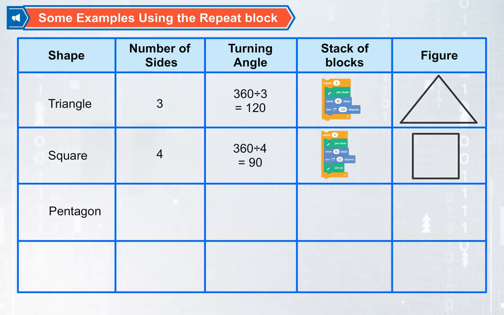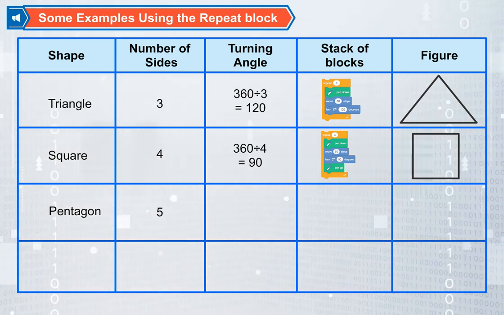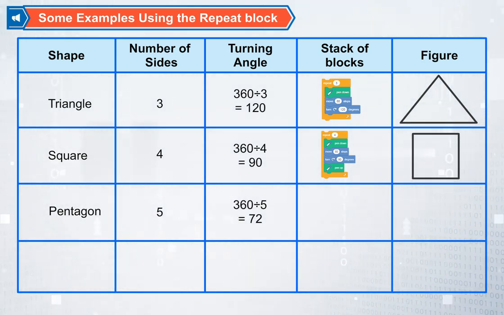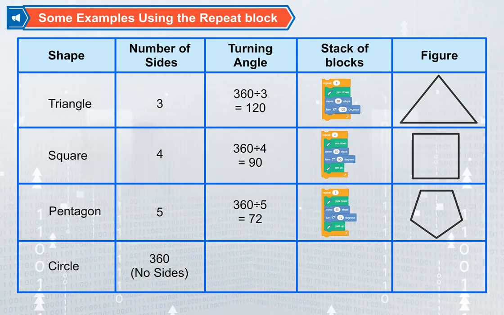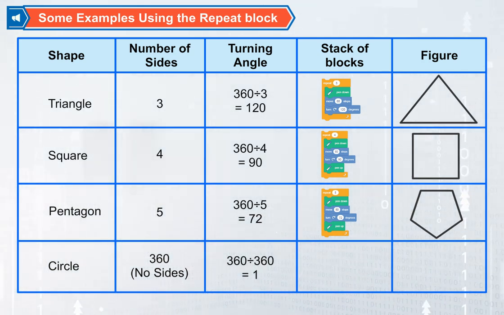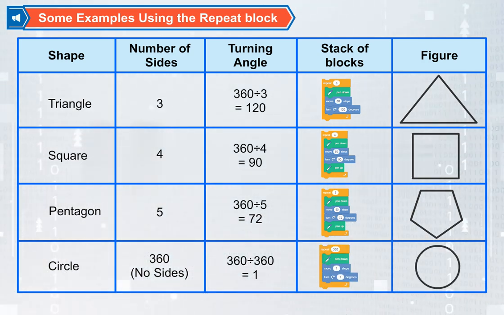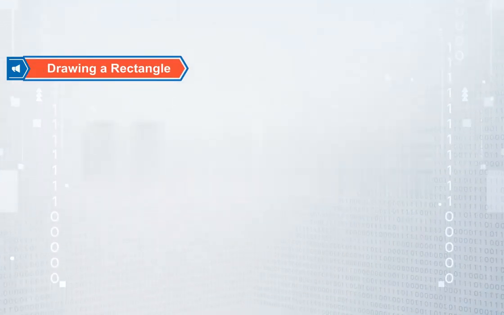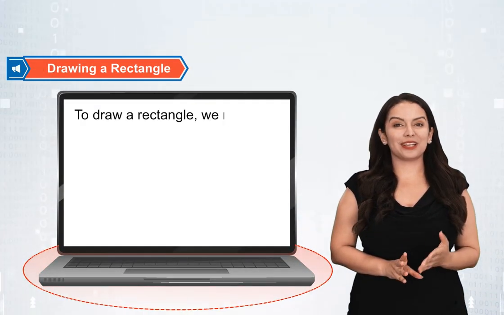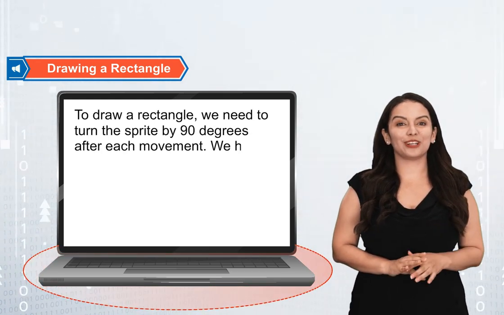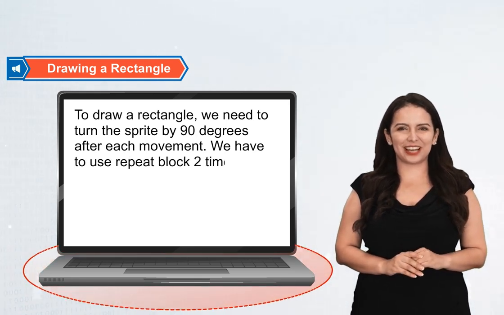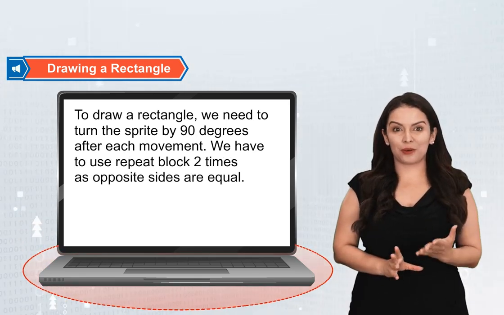Shape pentagon, number of sides 5, turning angle 360 divided by 5 equals 72. Shape circle, number of sides 360, turning angle 360 divided by 360 equals 1. Drawing a rectangle. To draw a rectangle, we need to turn the sprite by 90 degrees after each movement. We have to use the repeat block 2 times as opposite sides are equal.